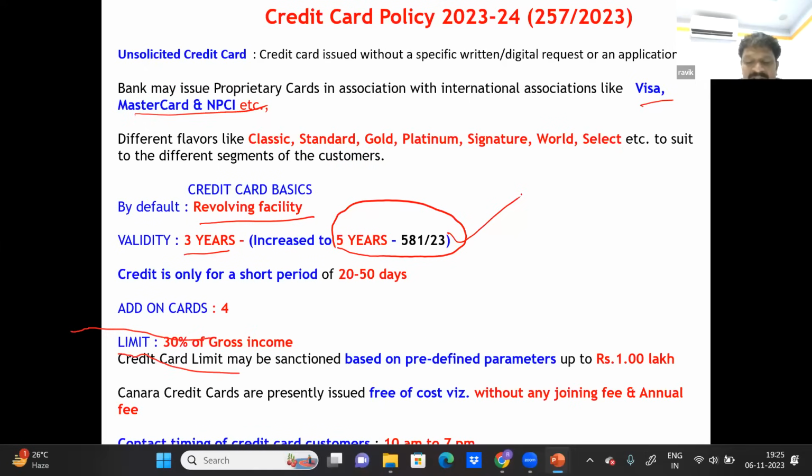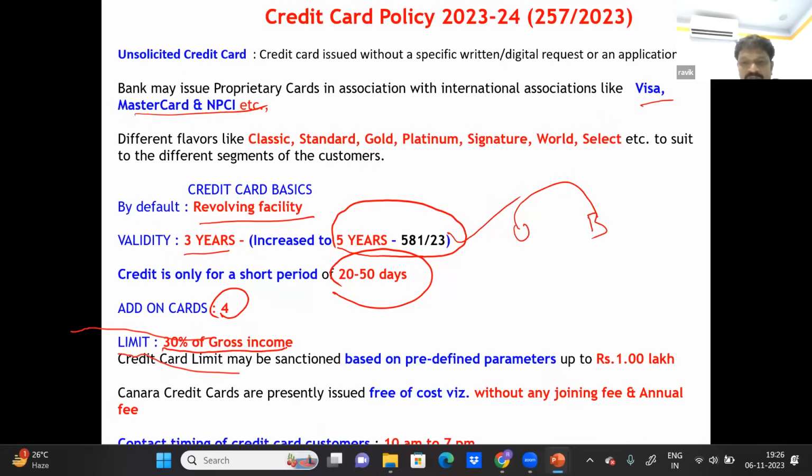Then when a credit card is issued, we will get a billing cycle. When you have used a credit card and have to make the bill payment, the maximum gap will be 20 to 50 days. How many add-on cards can be issued? Maximum 4 cards on a credit card. Now, limit. Remember, for any credit card, the maximum limit is 30% of the gross income of the customer. Remember, 30% of the gross income is the maximum limit we can fix.